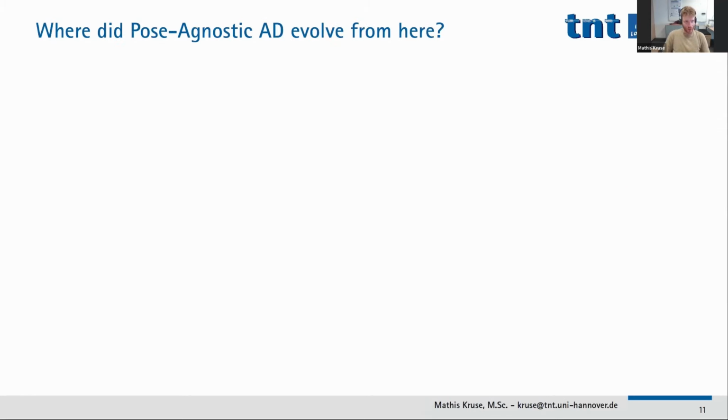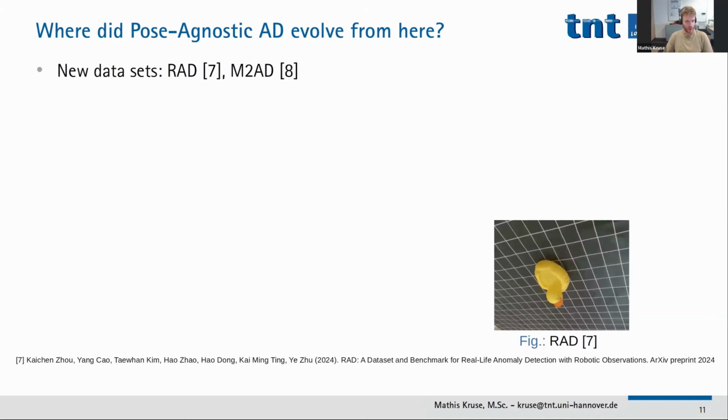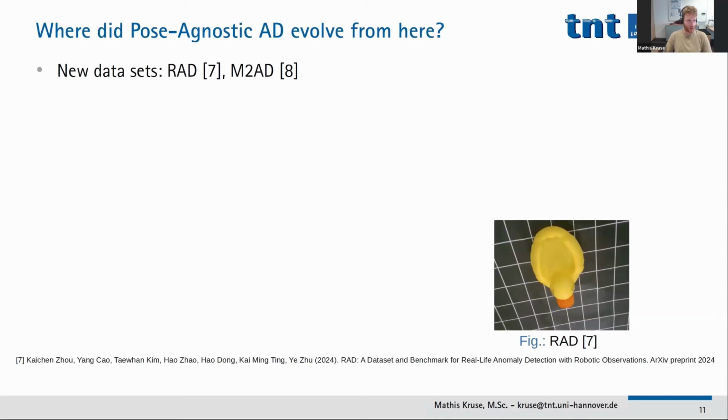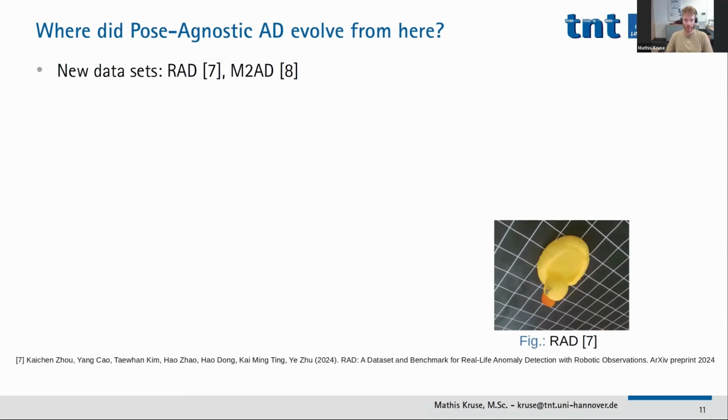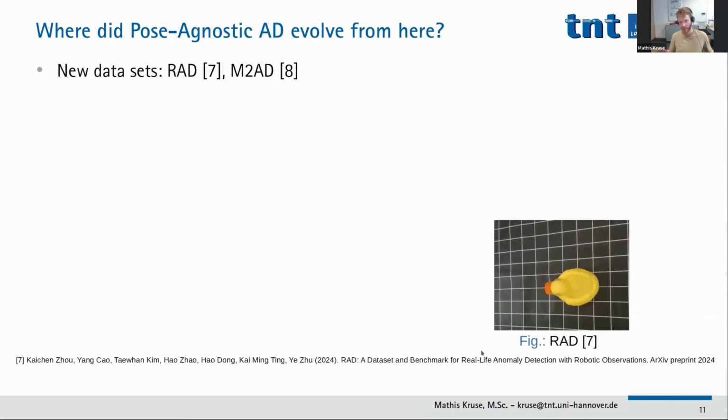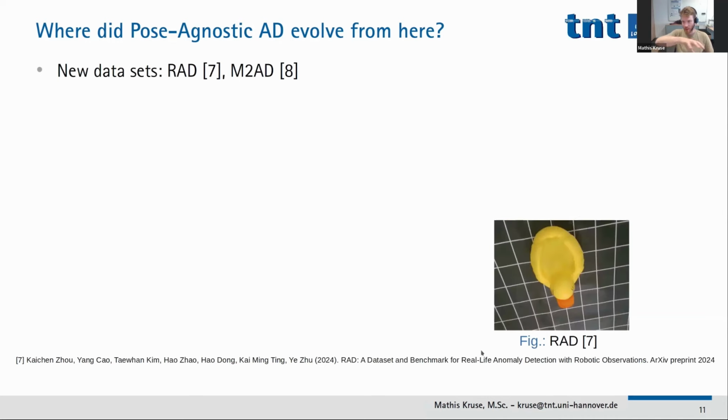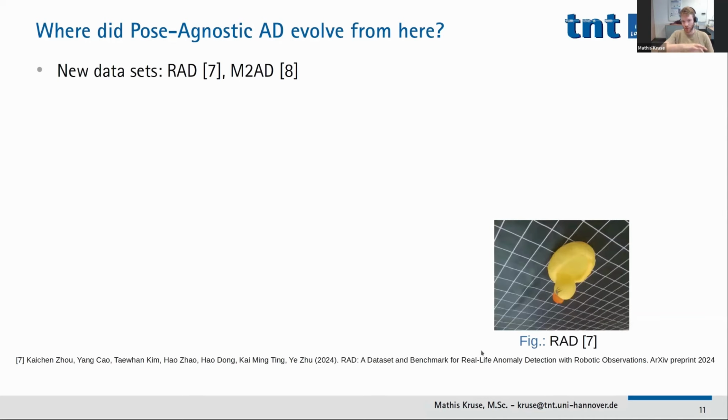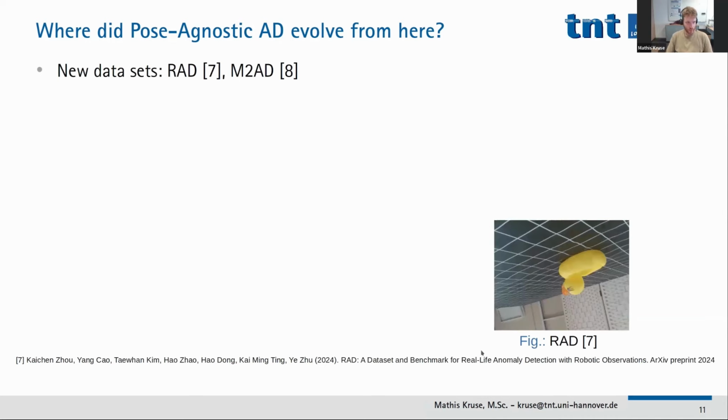So yeah, where did pose-agnostic anomaly detection evolve from here, where we have multiple poses of objects? So maybe a kind of an overview of the landscape of research. New datasets came out. Last year, the RAD dataset was a direct follow-up with a dataset captured by a robotic arm swerving around objects, essentially.